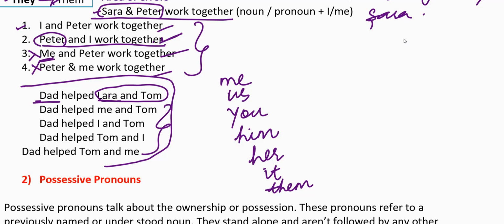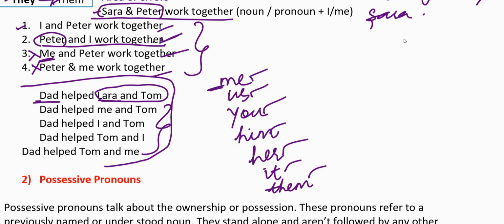Will she say Dad helped me and Tom? Will she say Dad helped I and Tom? Or Dad helped Tom and I? Or Dad helped Tom and me? Remember, these two nouns are placed in object's position, so we need object pronouns. Object pronouns are me, us, you, him, her, it, them. Since Lara is speaking this sentence, she is an object here, and that is why she uses me.